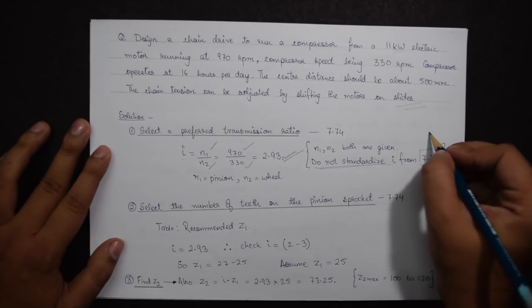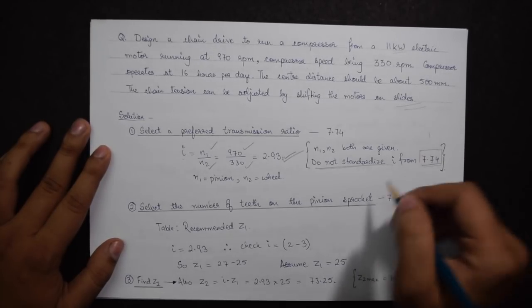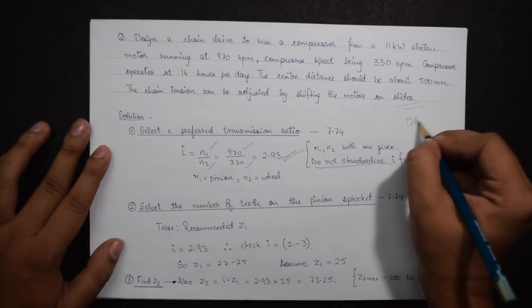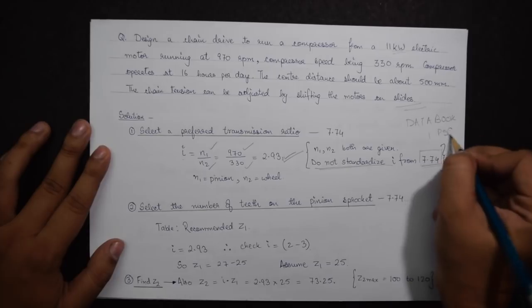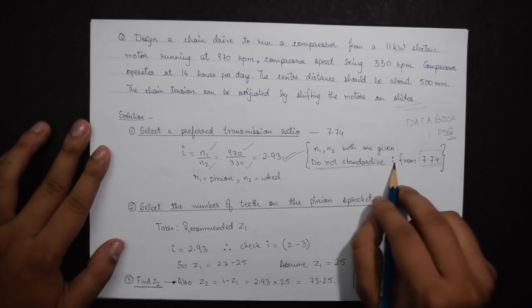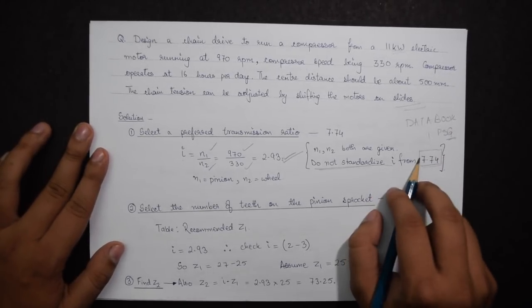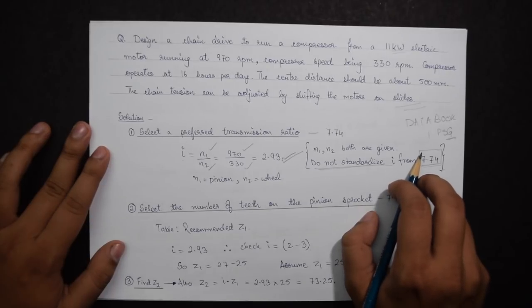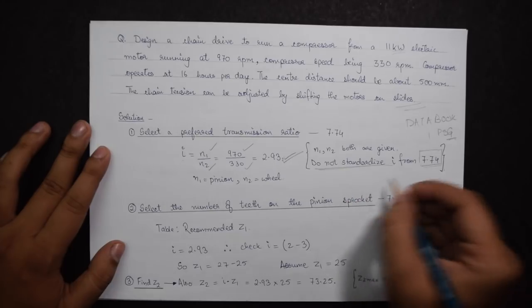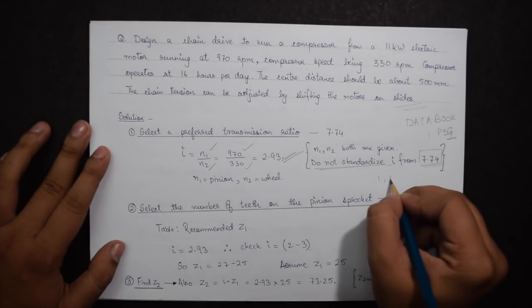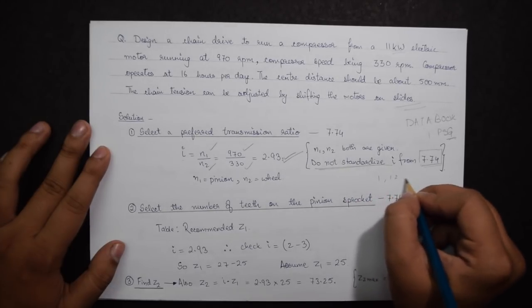The data book used is the design data book compiled by PSG College of Technology. So yes, where was I? If we want to standardize the value of I, on page 7.74 we have preferred transmission ratios 1, 1.12, 1.24, 1.4, but we'll be only needing that if both the values of N aren't given.